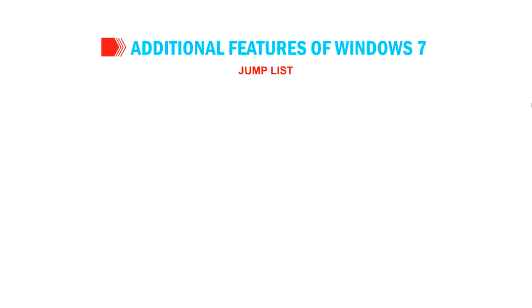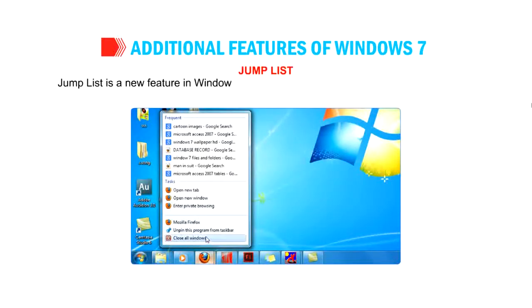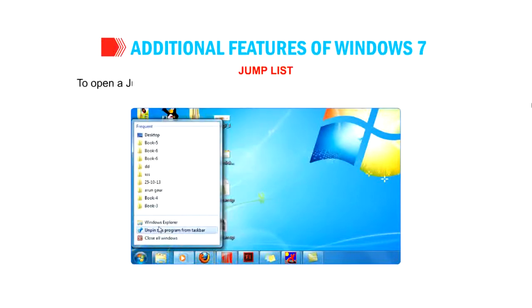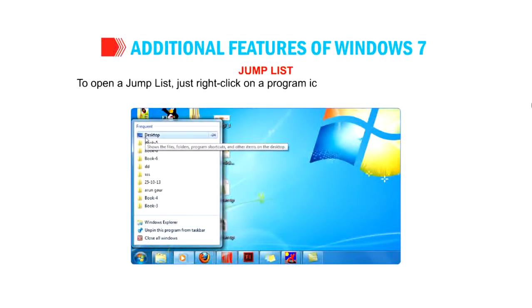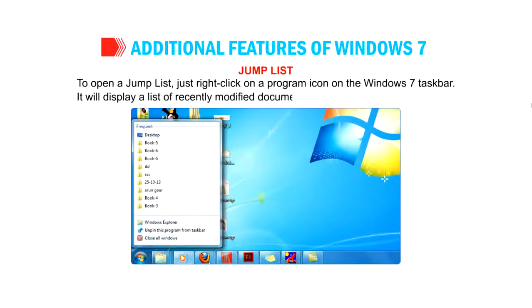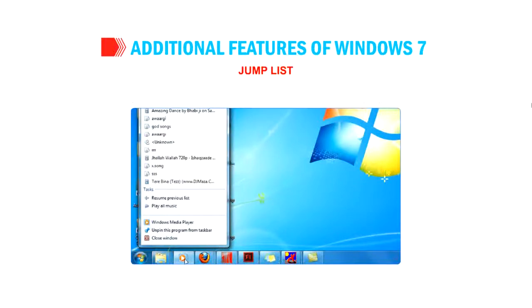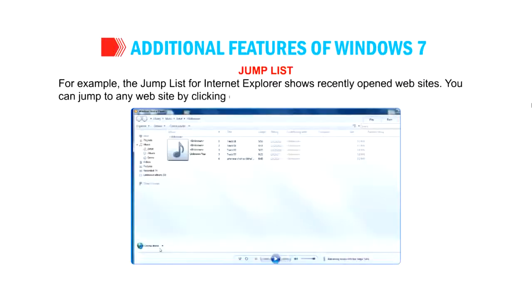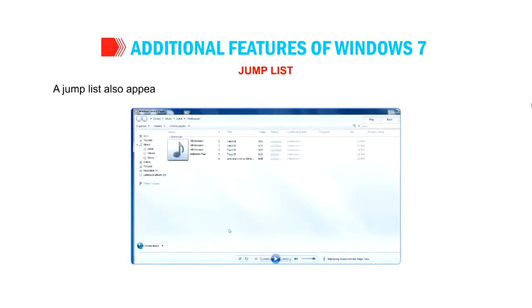Now let us look at the jump list. This is a new feature in Windows 7 which takes us to the documents, pictures, songs or websites that we use frequently. To open a jump list, just right-click on the program icon on the Windows 7 taskbar. What we see in a jump list depends entirely on the program. For example, the jump list for Internet Explorer shows recently opened websites. You can jump to any website by clicking on it in the list. A jump list also appears on the Start menu. Simply click the arrow next to a program name.